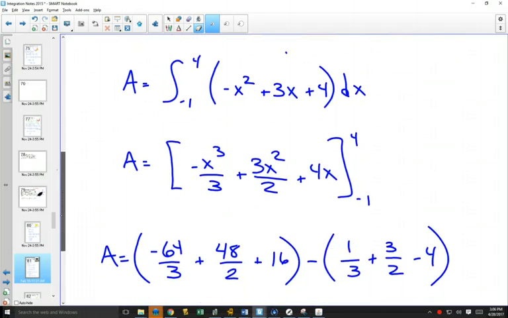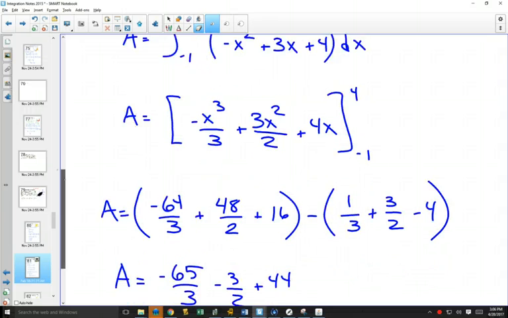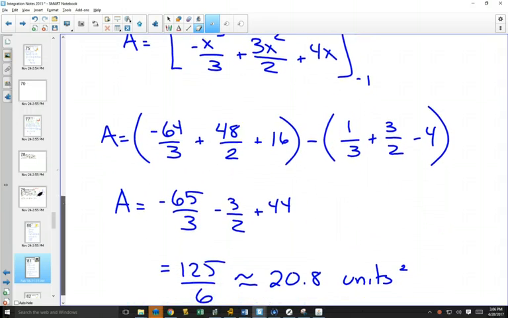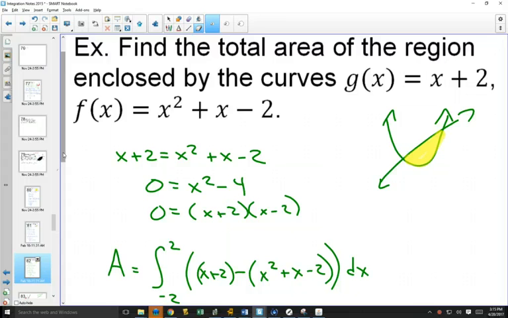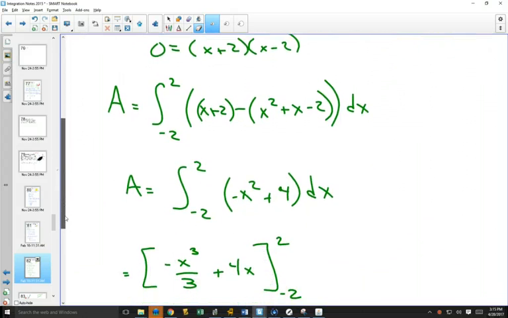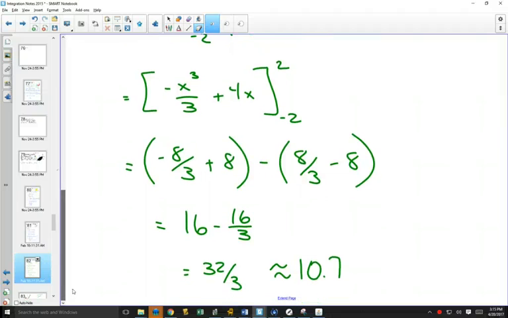And then working through it, plugging in your values. Should have gotten 125 over 6 units squared. The line would be on top. Solving, simplifying, solving your integral, plugging in the values, and you should get 32 over 3.